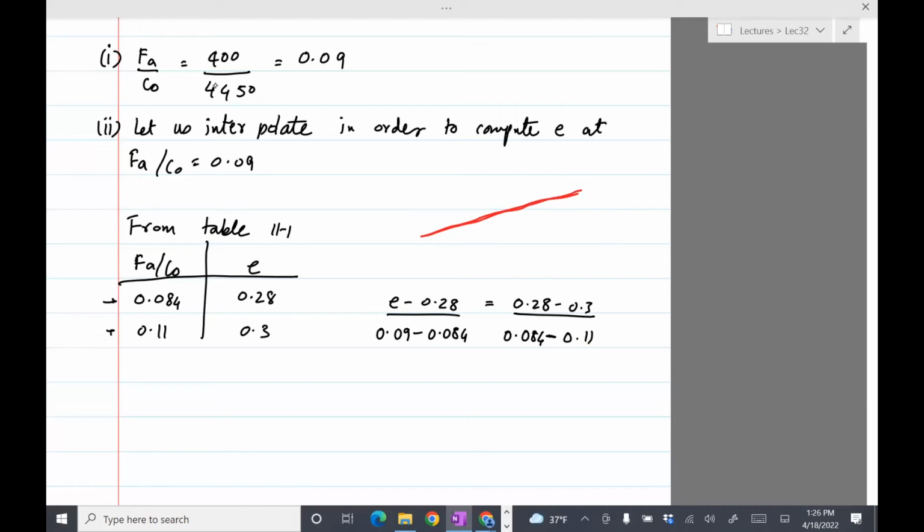So what's going on here is, maybe this is easier to understand. We assume a straight line. Let's say this is X, this is Y. So this point is 0.084, 0.28. This is 0.11, 0.3. And we're interested in knowing what value is at 0.09, and E. Right? So fitting a straight line, you just take the ratio of the values. That's how I got that equation.